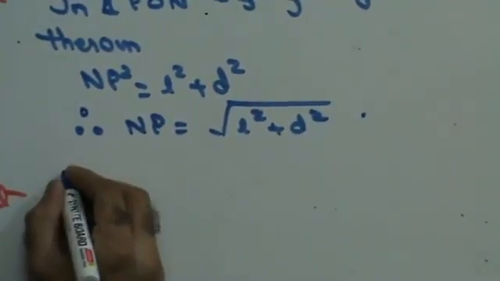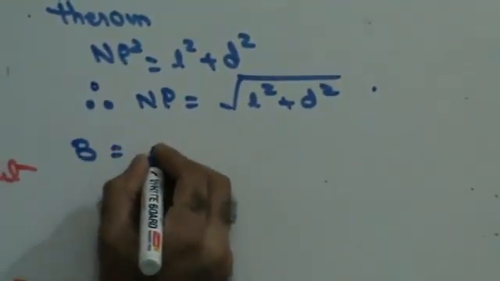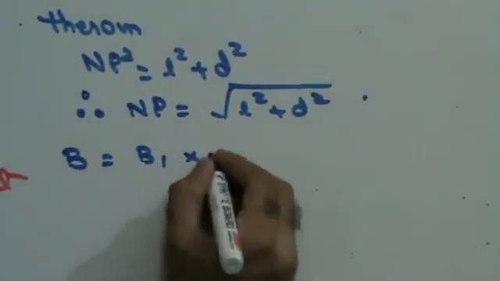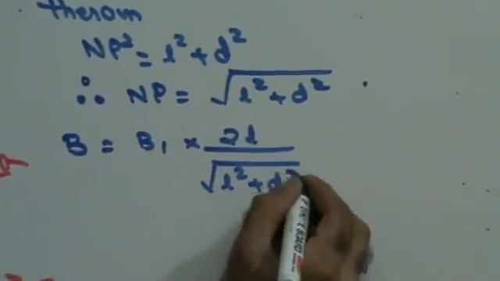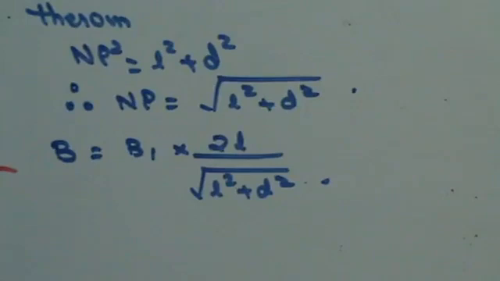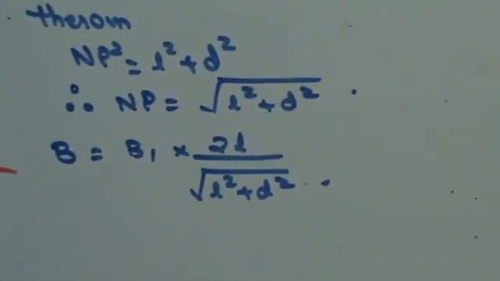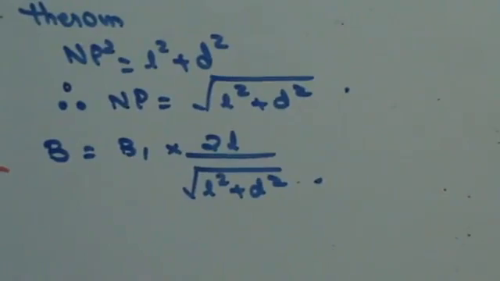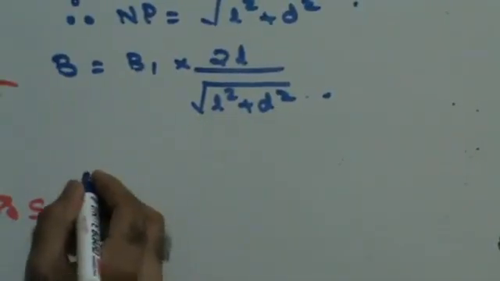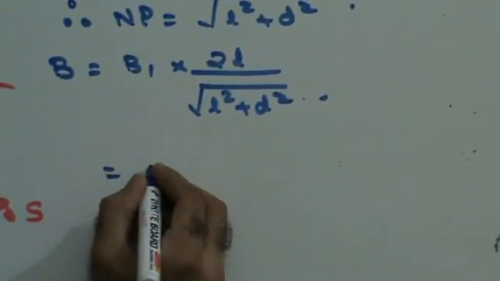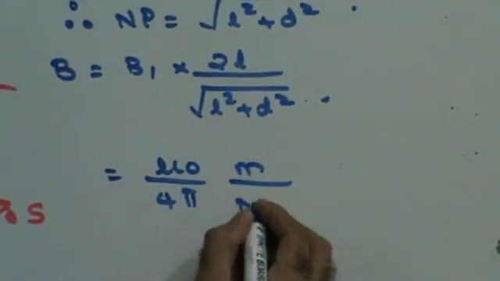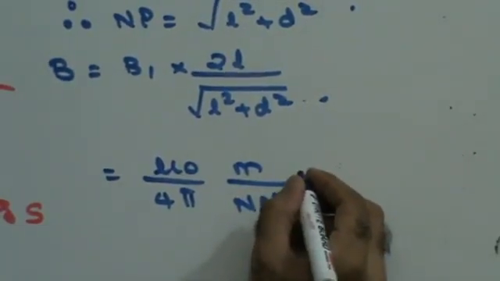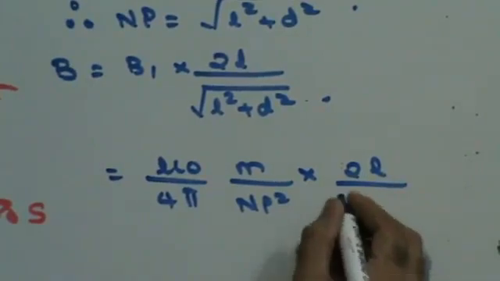Now, substitute B instead of PR. I am writing B is equal to B1 into 2L upon square root of L square plus D square. Right? Now I can say that B1, which we had already found out, is nothing but mu 0 upon 4 pi m upon NP square into 2L upon square root of L square plus D square.